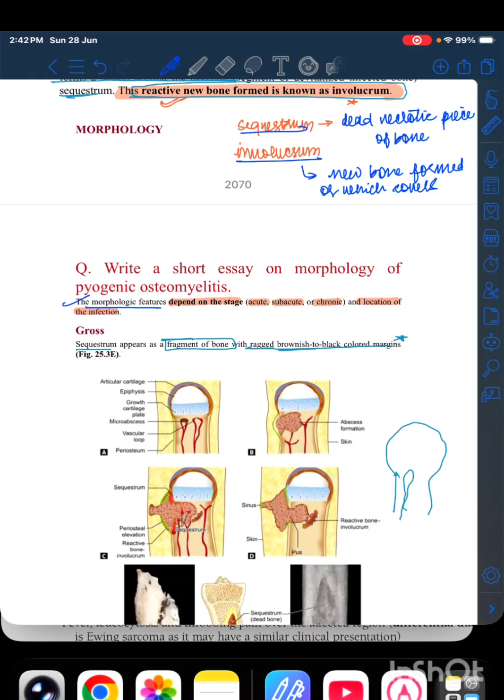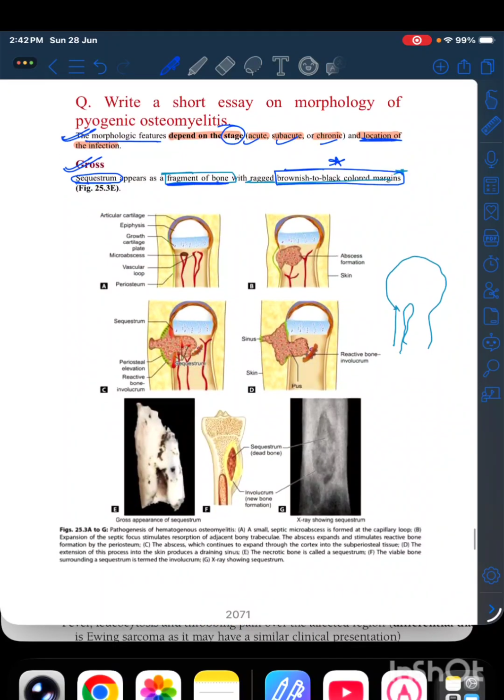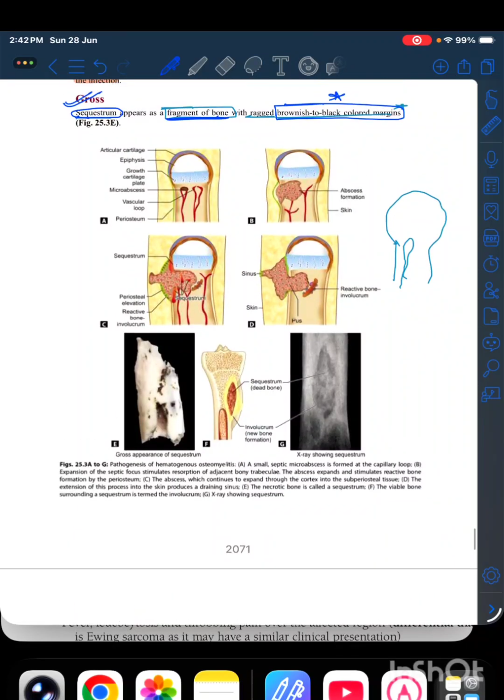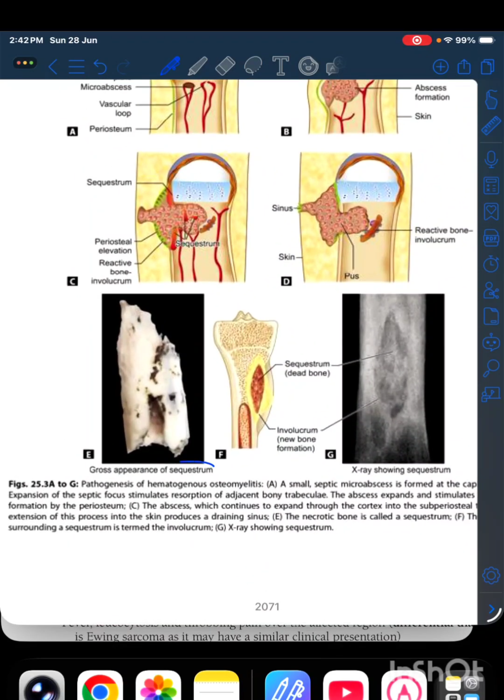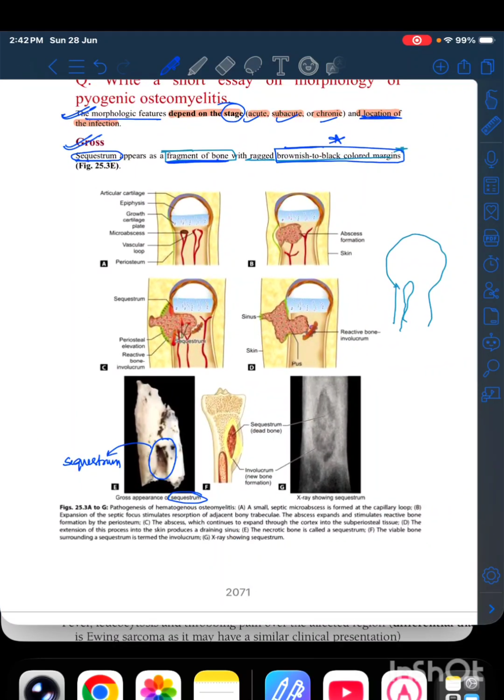Next, morphology. Now we will talk about the gross and morphological features. The morphological features will depend on the stage, whether it is acute, subacute, or chronic, and the location of the infection. In gross, what was the sequestrum? Dead fragments of necrotic tissue. It appears as a fragment of bone with ragged brownish to black colored margins. As we can see here, this is a sequestrum, brownish to black with the colored margin.